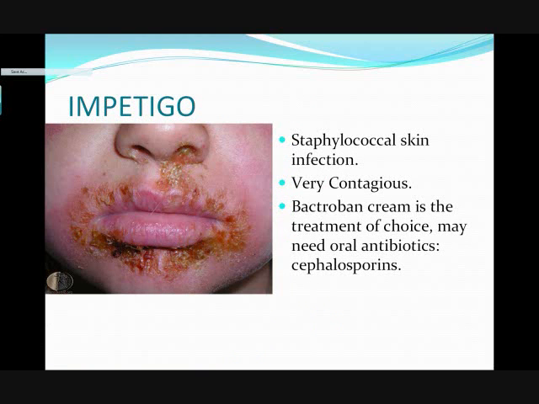This is impetigo. It's a staphylococcal skin infection. It's very contagious. Contact. Bactroban cream, which is an antibiotic, is the treatment of choice. It's just put all over the face or wherever it's infected.